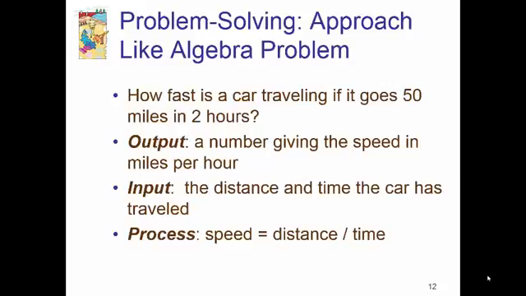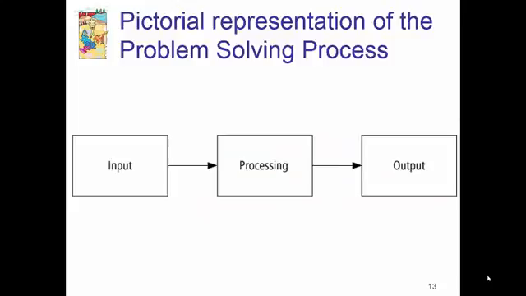So we need to problem solve like we would an algebra problem. How fast is a car traveling if it goes 50 miles in 2 hours? Our output is a number given the speed in miles per hour. Our input is the distance and time that the car has traveled. We know that our process equals speed equals distance divided by time. So if we put this into a pictorial representation of our problem-solving process, we start with our input, we do some processing, and then we have our output.